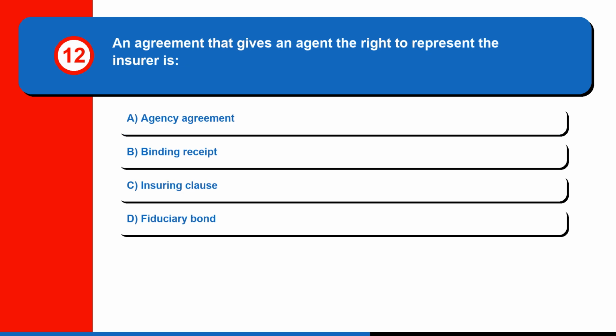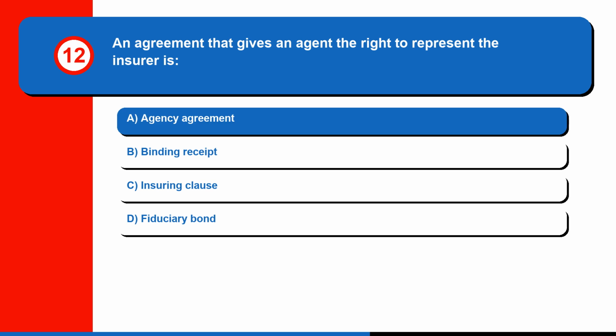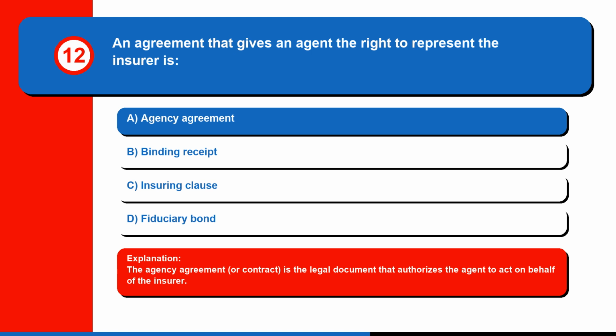Question 12. An agreement that gives an agent the right to represent the insurer is A. Agency agreement, B. Binding receipt, C. Insuring clause, or D. Fiduciary bond. The correct answer is A. Agency agreement. The agency agreement, or contract, is the legal document that authorizes the agent to act on behalf of the insurer.